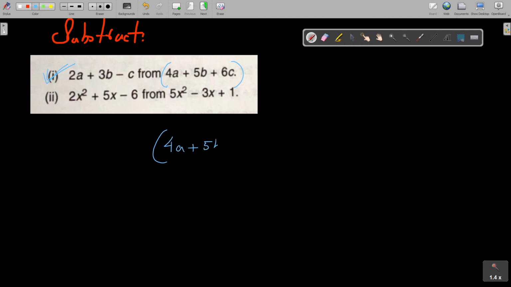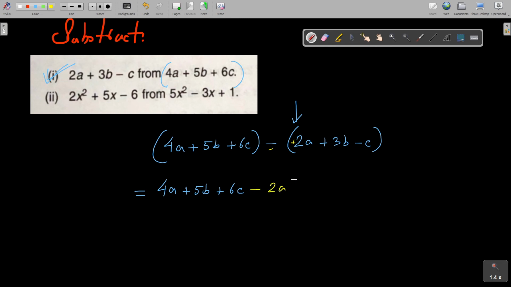4a plus 5b plus 6c minus 2a plus 3b minus c. Now see how it's different from the addition. Since there is a minus sign, when I remove this bracket, the signs will change. Let me show you how. The first one I'll write as it is: 4a plus 5b plus 6c. For the next one, there's a minus sign over here and there is a plus, so plus into minus is minus 2a. This minus into plus is again minus 3b. Then minus into minus is plus c.